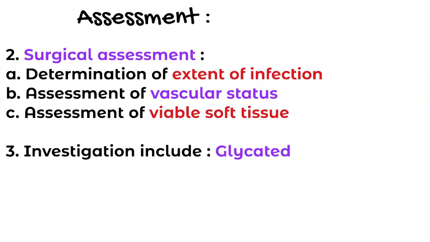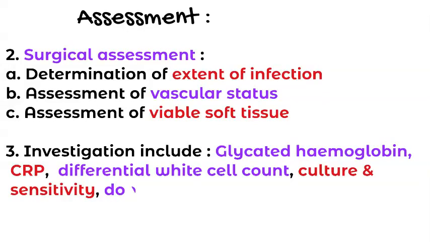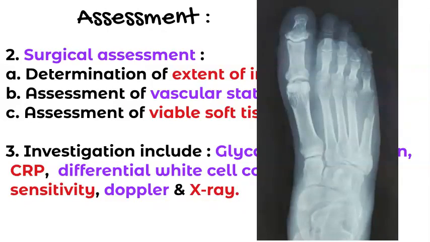Number 3, investigation include glycosylated hemoglobin, C-reactive protein, differential white cell count, the inflammatory markers, culture and sensitivity, Doppler, and X-ray. This X-ray of right foot shows the destruction of the head, neck, and part of the metatarsal bone secondary to osteomyelitic infection.